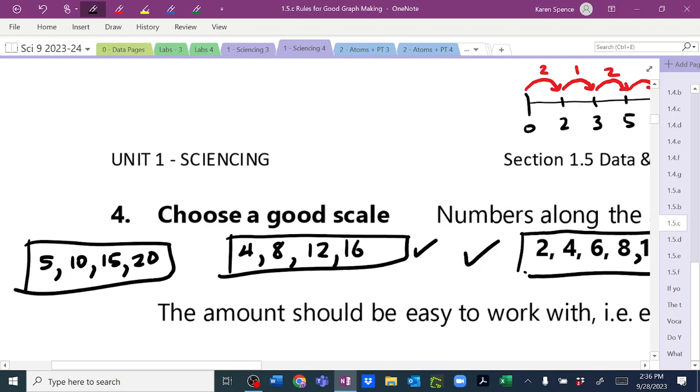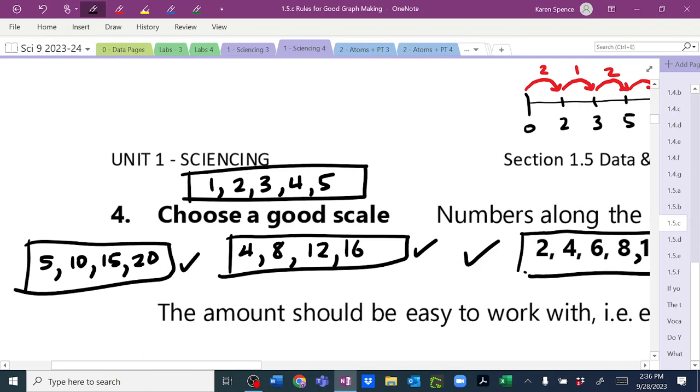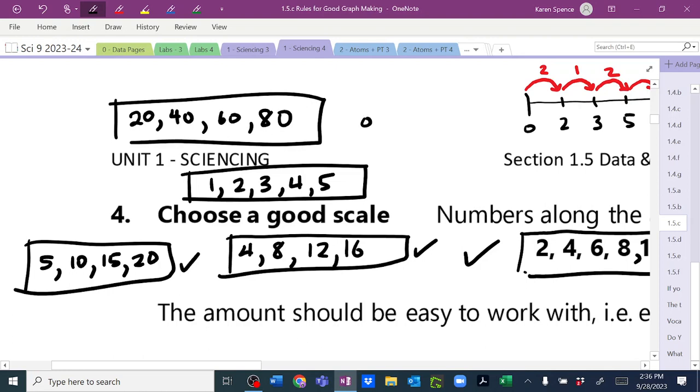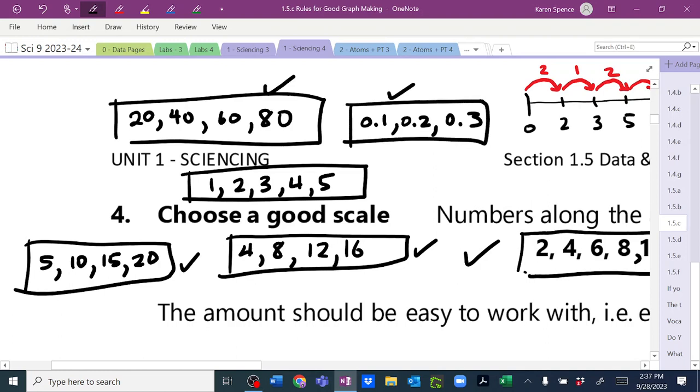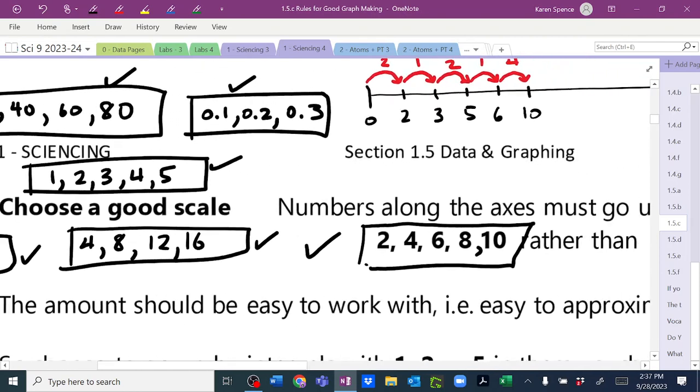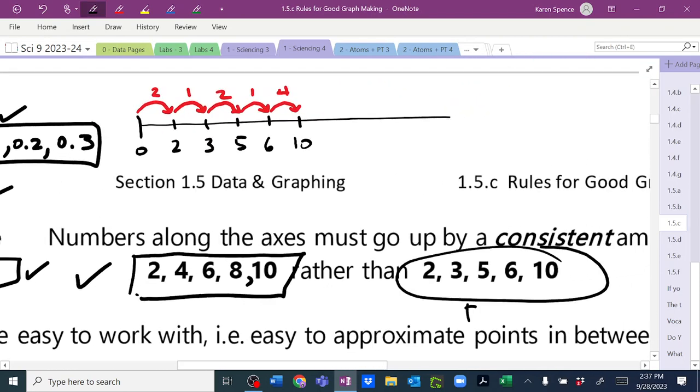Yes. You could literally do 1, 2, 3, 4, 5. You could do 20, 40, 60, 80. Yes. You could do 0.1, 0.2, 0.3. And those would all be okay. What's not okay is when you have this sort of random numbering, and that's wrong. Okay? So they have to be consistent.